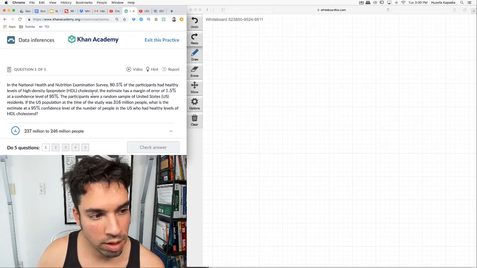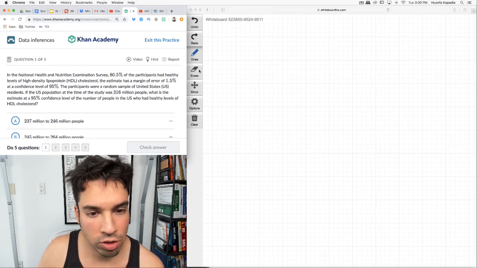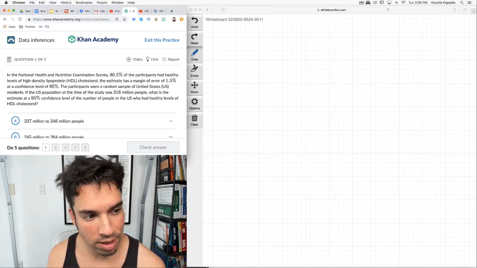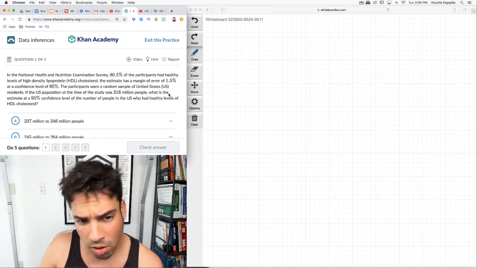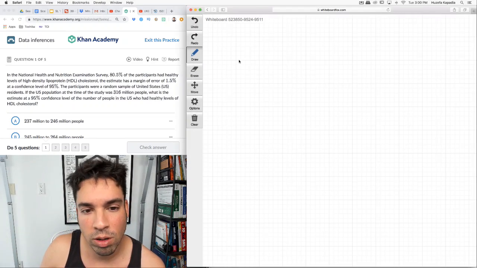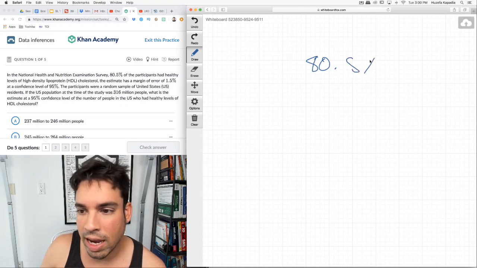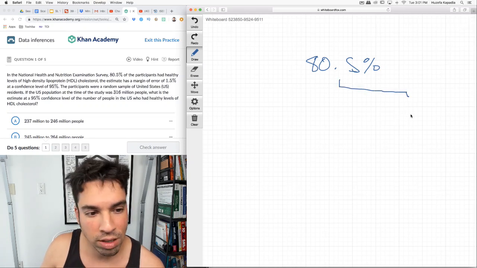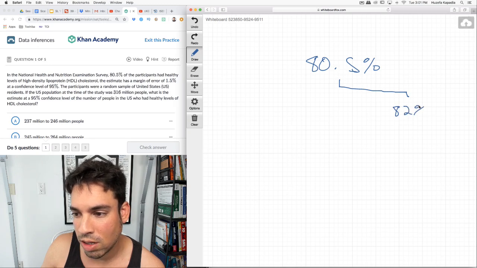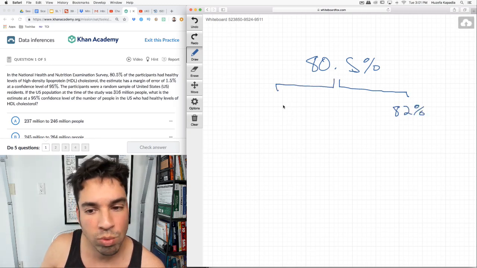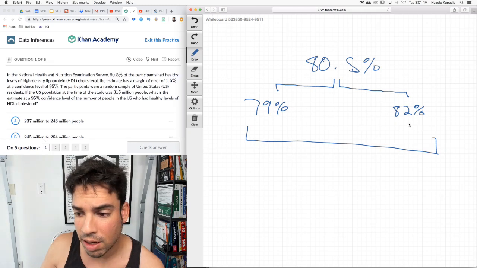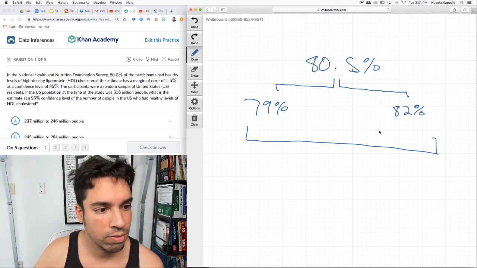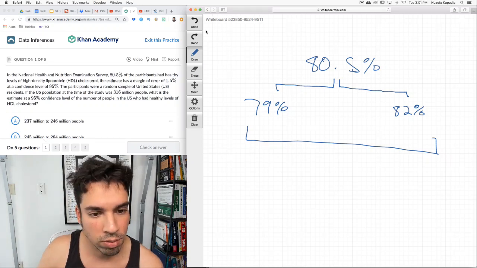All right, question 1 of 5. In the National Health and Nutrition Examination Survey, 80.5% of the participants had healthy levels of high-density lipoprotein. The estimate has a margin of error of 1.5% at a confidence level of 95%. First of all, we want to be familiar with this term margin of error. We're saying 80.5%, but the margin of error of 1.5% means that it could be as high as this plus 1.5%, which is 82%, or minus 1.5, which goes as low as 79%. So I'm going to already put my range for this 80.5% healthy levels value in between that zone, 79 to 82, all right?